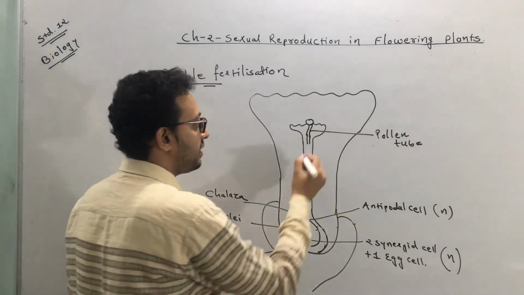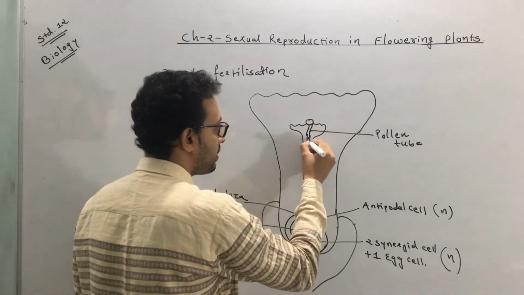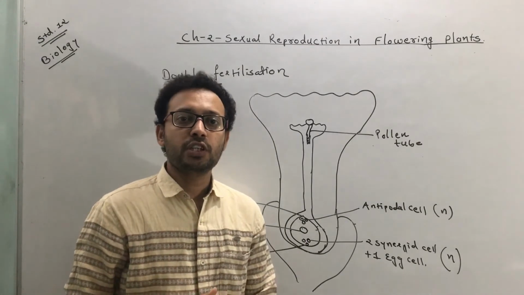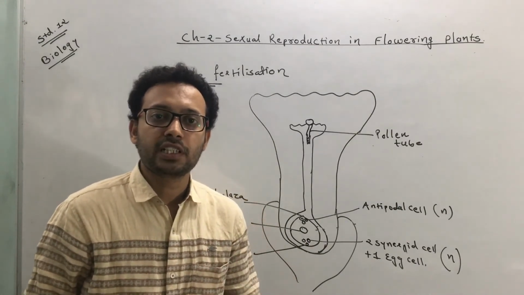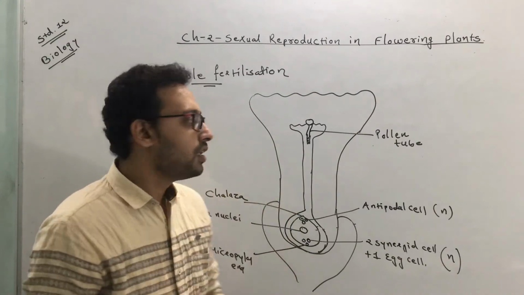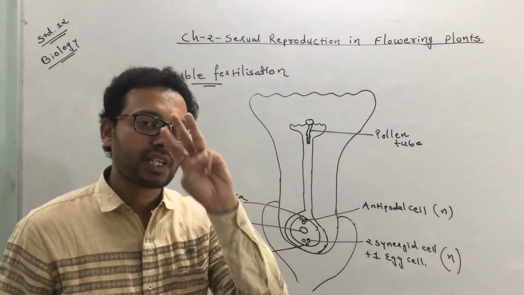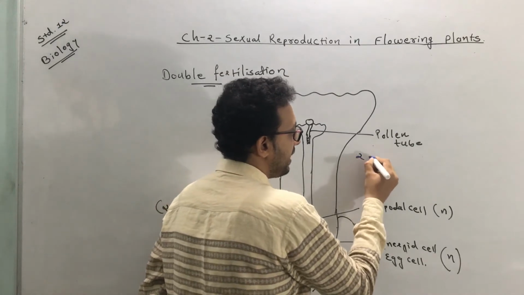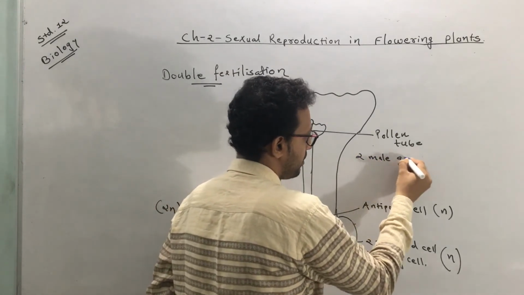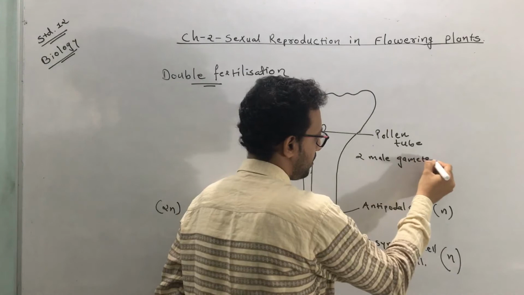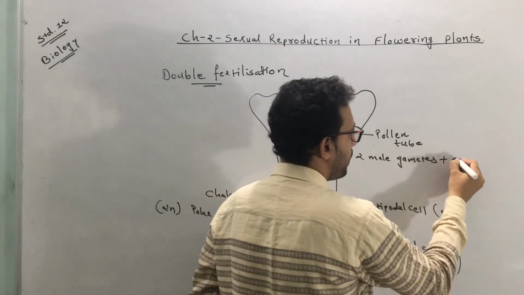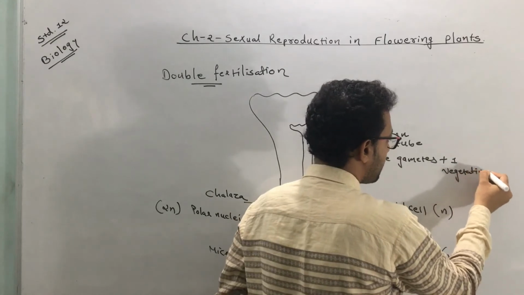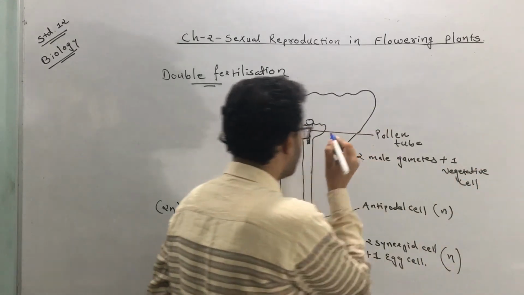The pollen tube contains cells. Whether the pollen grain is released at a 2-cell stage or a 3-cell stage, ultimately in the pollen tube there are 3 cells. Which are the 3 cells? 2 male gametes and 1 vegetative cell. Total 3 cells are released into the pollen tube.